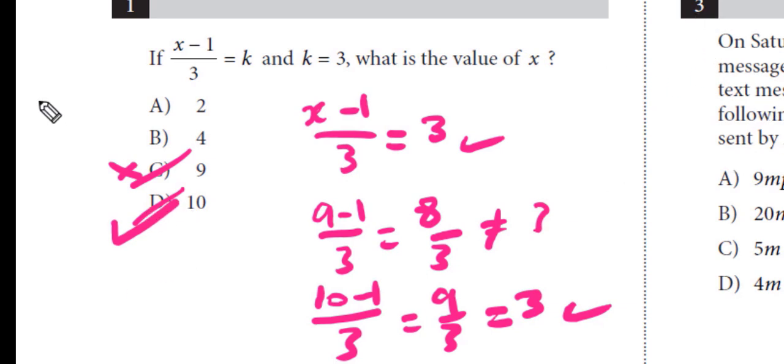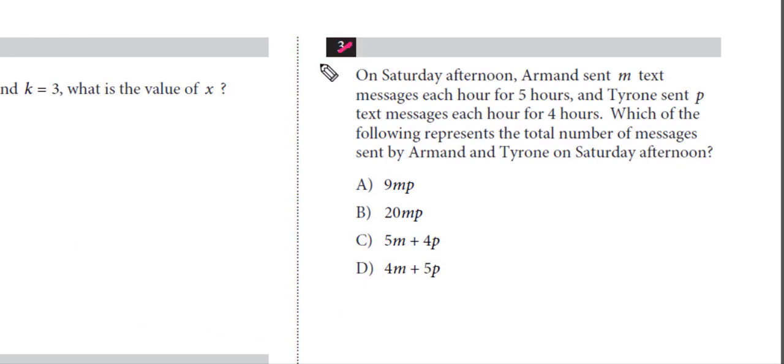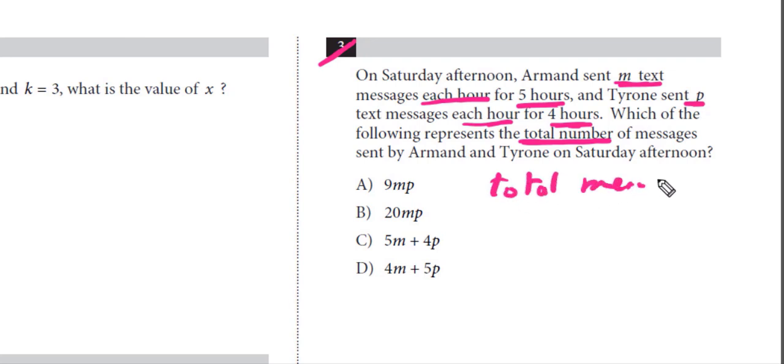If you look at question 3, on Saturday afternoon, Arman sent M text messages each hour for 5 hours. Then he sent M texts in each hour for 5 hours. And Terence sent P texts each hour for 4 hours. Which of the following represents the total number? Total means what? The total means the sum.